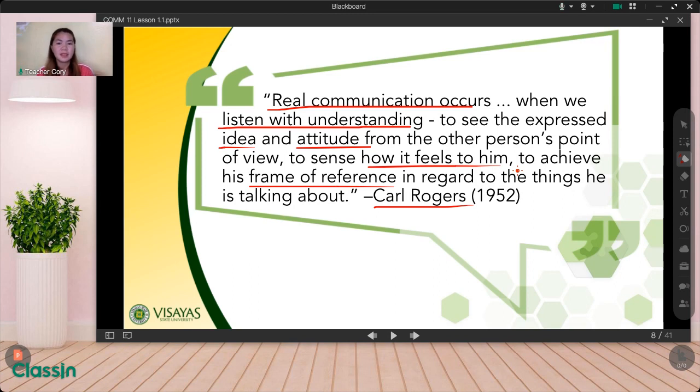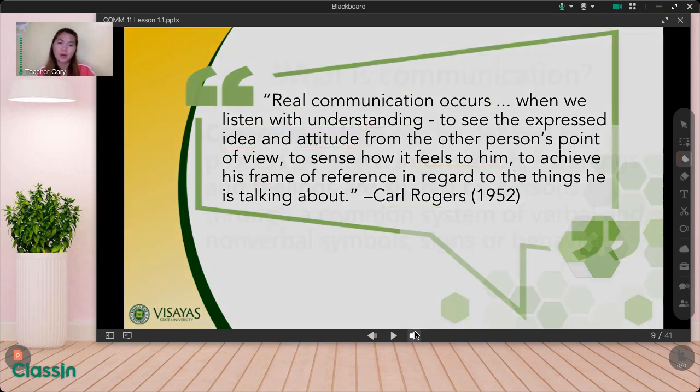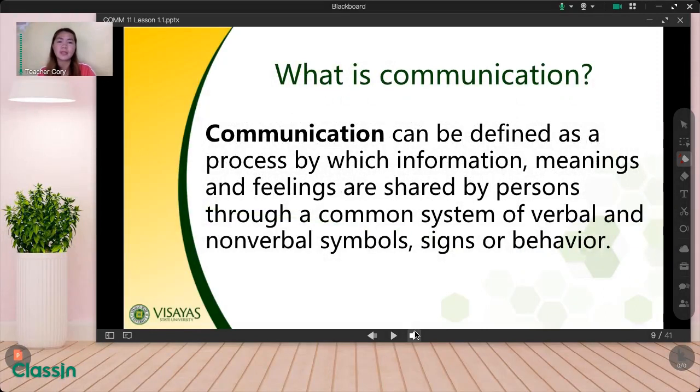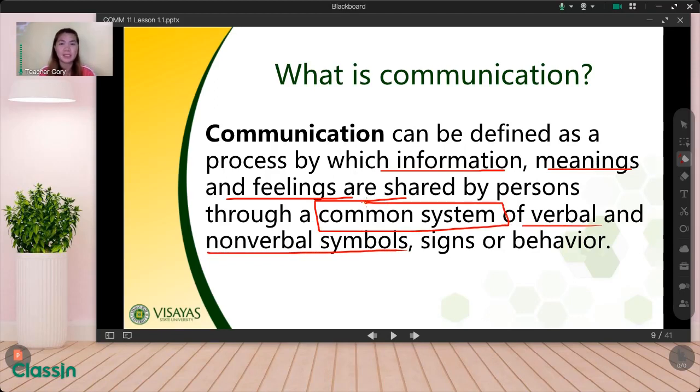Okay, so that's about Carl Rogers. So I guess we can proceed. What is communication? It can be defined as the process by which information, meanings, and feelings are shared by persons through a common system of verbal and nonverbal symbols. It should be a common system because we cannot understand each other if we don't have one.